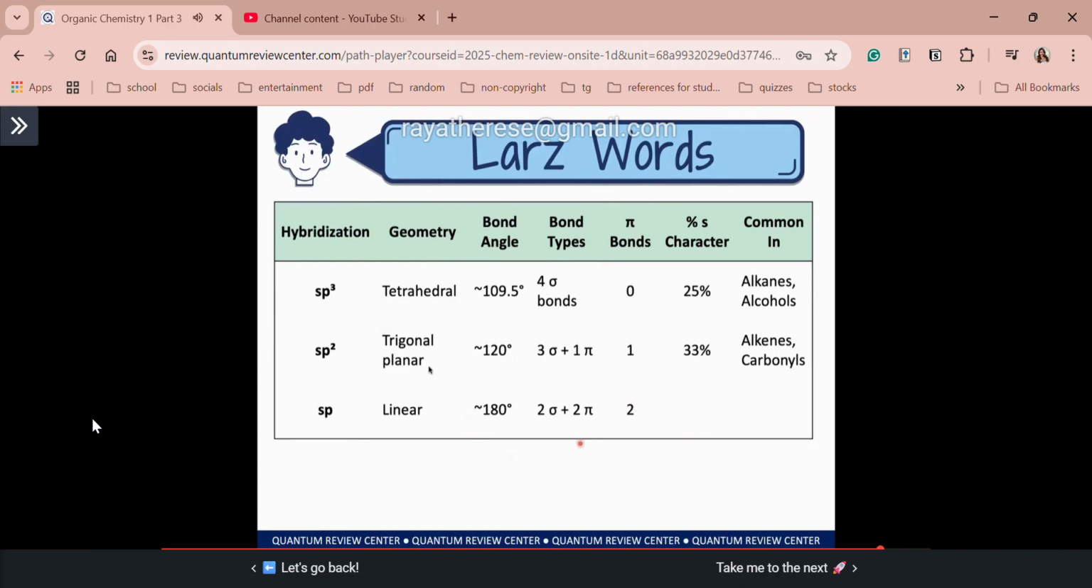Again, for sp, 2 sigma bonds coming from your 2 sp orbitals and 2 pi bonds coming from your 2 unhybridized p orbitals. Class, recall, in terms of the percent S, how much? 50%. And remember, triple bonds usually have sp hybridized orbitals. That's your alkynes and nitriles in particular.